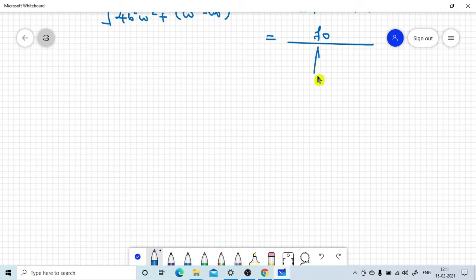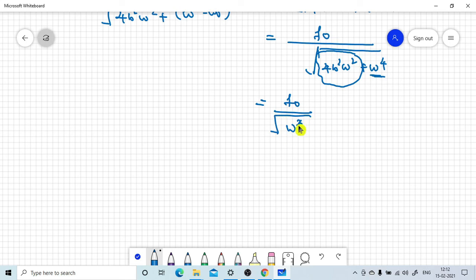Then f naught divided by the square root of 4b square omega square plus omega to the power of 4. Since omega is the larger value, omega square compared to omega to the power of 4 is the smaller value, so that term can be neglected. I can use only omega to the power of 4, then f naught divided by omega square only. The root of omega power 4 is omega, so a is f naught divided by omega square only.